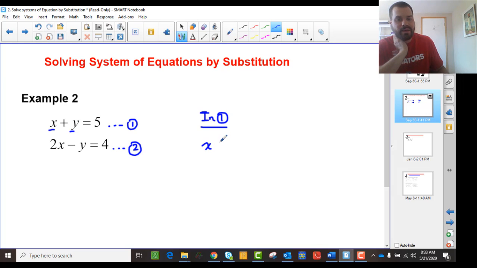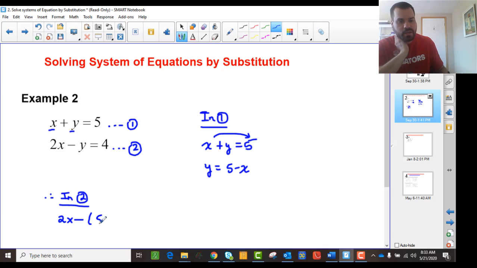I'm going to take x plus y equals 5, and all I'm going to do is replace y. So I'm going to say y then is 5 minus x, just bringing that x over to the other side and changing the sign. Then I take that and substitute it into equation 2. So I say, therefore, in the second equation, I'm going to write 2x minus, and then y is going to change to 5 minus x.